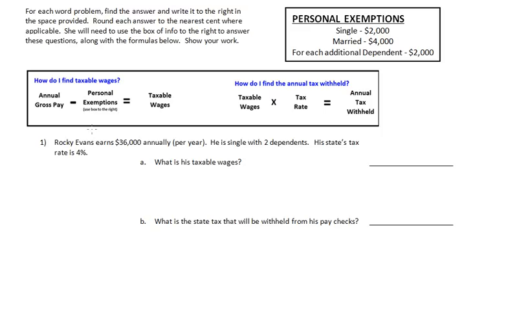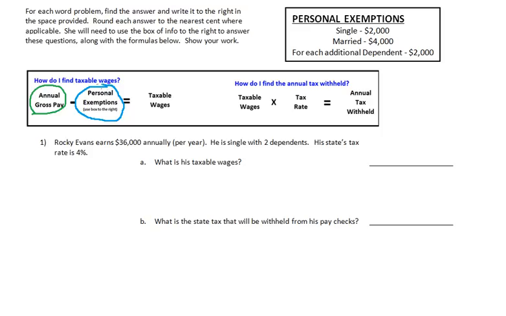Step 1 looks at our annual gross pay. Once again, annual gross pay is the amount of money that you can earn in a year at your job before your company takes out any taxes or anything. So it's the total amount of money that you earn in a year. And then we have something known as personal exemptions.